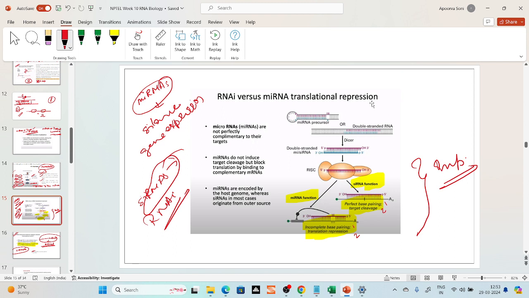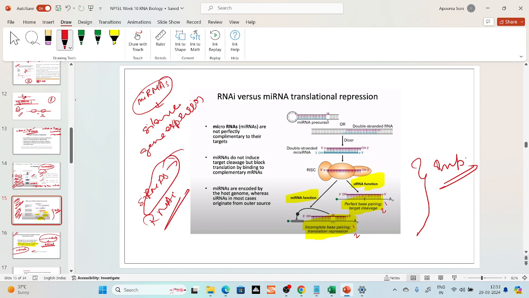Although they are made in the same manner, that means dicer acts on it and then they go into the RISC complex and then they are matured, and then they act on the target RNA, but their action is different. What is the difference? This siRNA can completely and perfectly bind with its target mRNA, whereas this miRNA cannot perfectly bind with the target mRNA. You can see here, there is a perfect base pairing that is happening, but here the base pairing is not perfect, it is incomplete. So because siRNA can have a perfect base pairing, it can cleave the mRNA.